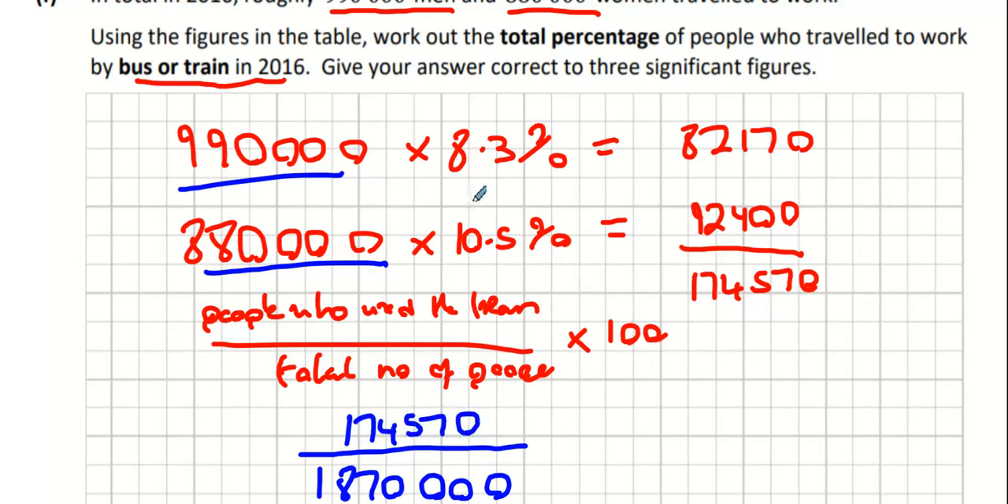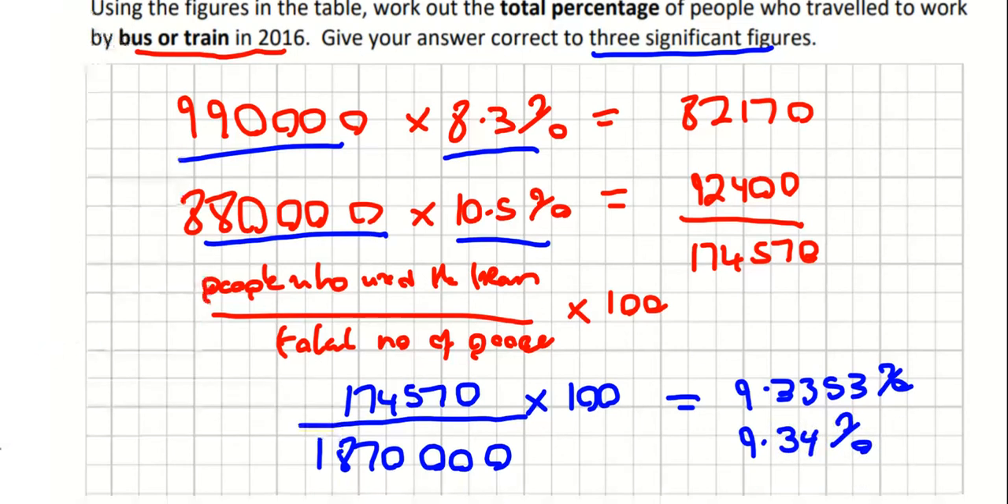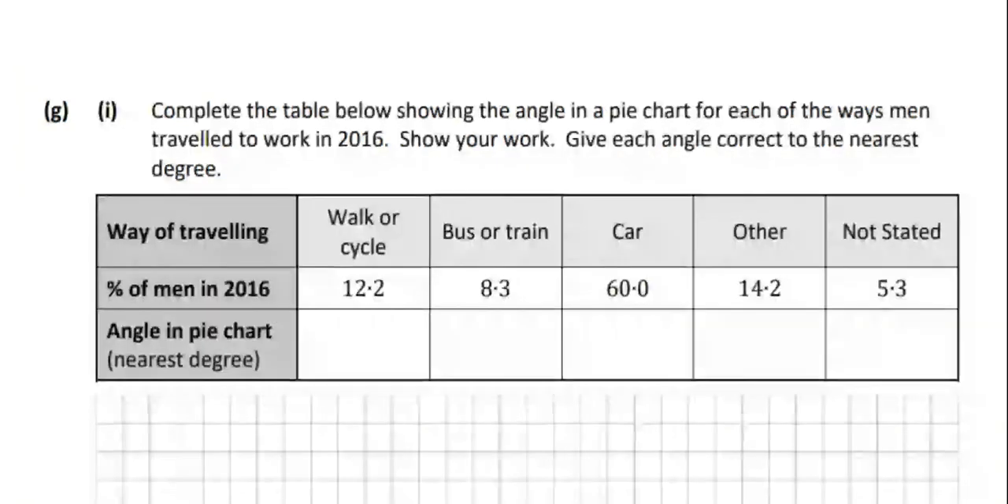Okay, and then above that we're going to use our 174,570. We expect our answer to be somewhere between 8.3 and 10.5 when you join both results together. Okay, and as it turns out, that's bang on. The answer is 9.3353%, but we wanted three significant figures. Now remember, a significant figure is going to be the 9 and then the 0.34%, like so. Okay guys, we're going to move on and do the next question.